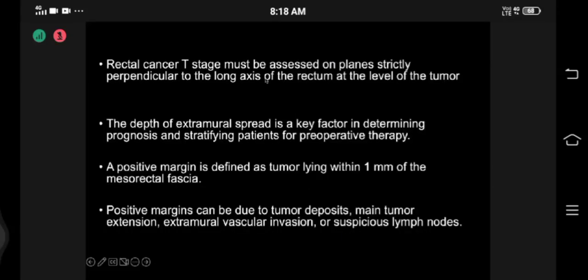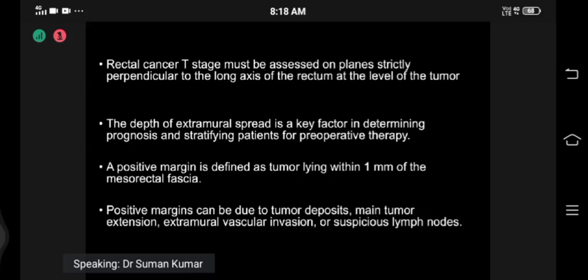So, like I said, rectal cancer T-stage must be assessed in a plane strictly perpendicular to the long axis of the rectum. You have to advise your radiologist that we need the axis of the tumor; the plane should be perpendicular to the long axis of the rectum. And the depth of extramural spread is the key factor in determining prognosis.